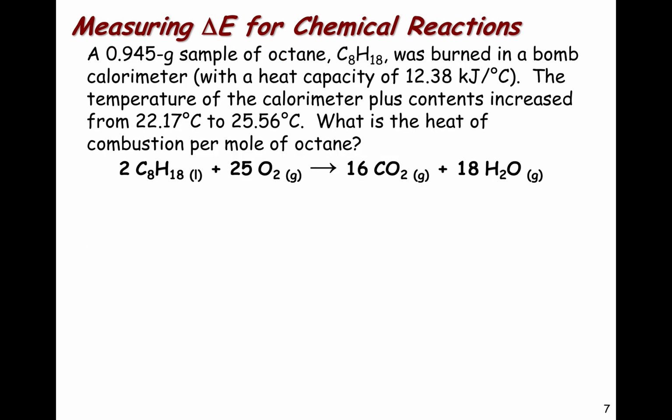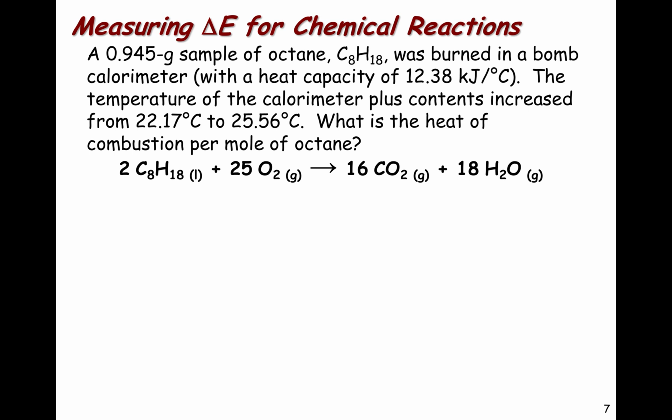As an example of how to do a word problem involving a calorimeter, we have a 0.94 gram sample of an organic fuel, in this case octane, which might be a component of gasoline. And the formula for octane is C8H18. It was burned in a calorimeter, and previously the heat capacity of that calorimeter, the value of C, was determined to be 12.38 kilojoules per degree Celsius.